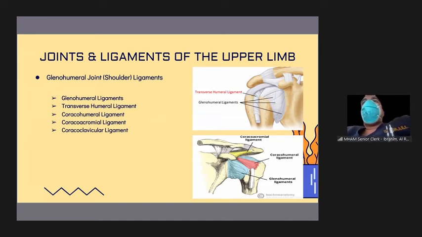The inferior glenohumeral ligament extends from the supraglenoid tubercle to the lower part of the lesser tubercle of the humerus. The transverse humeral ligament extends between the greater and lesser tubercles and holds the tendon of the long head of the biceps in the intertubercular groove. The coracohumeral ligament extends from the coracoid process to the greater tubercle. The coracoacromial ligament extends from the coracoid process to the acromion. Lastly, the coracoclavicular ligament extends from the coracoid process to the clavicle and consists of the trapezoid and conoid ligaments. Next slide, please.